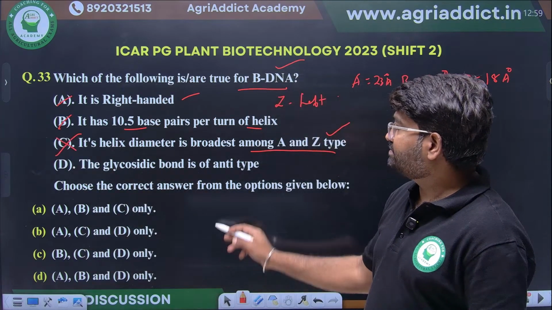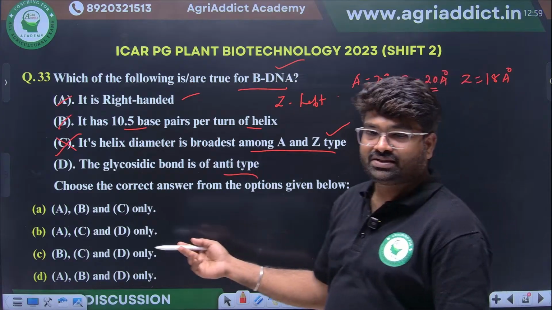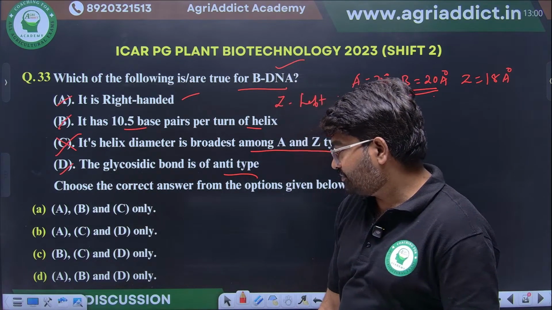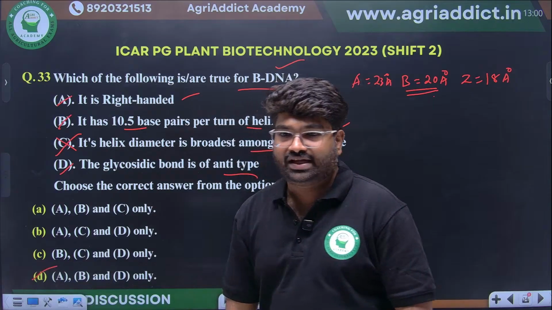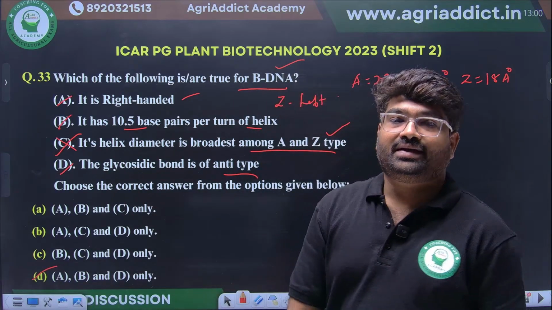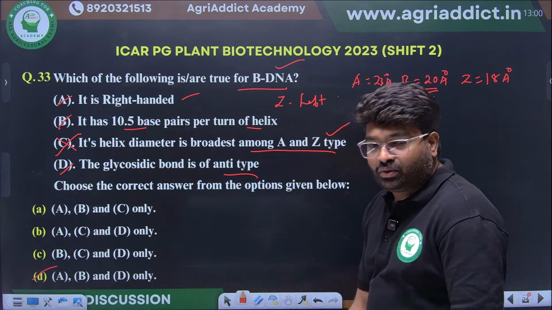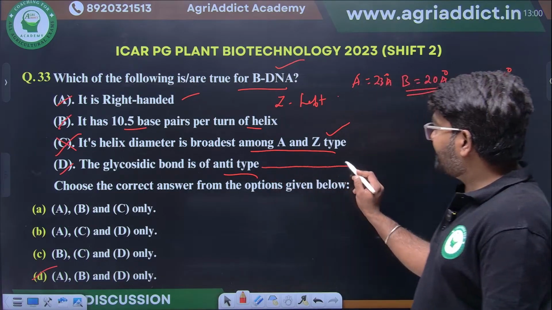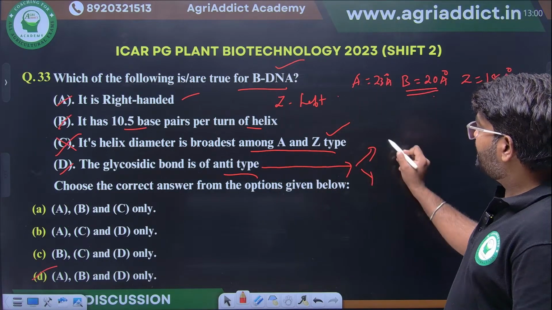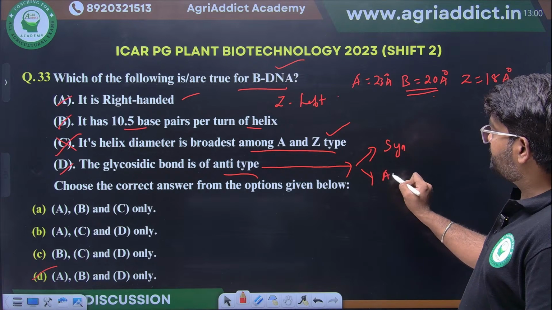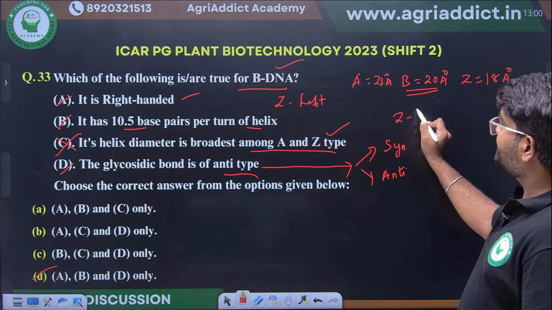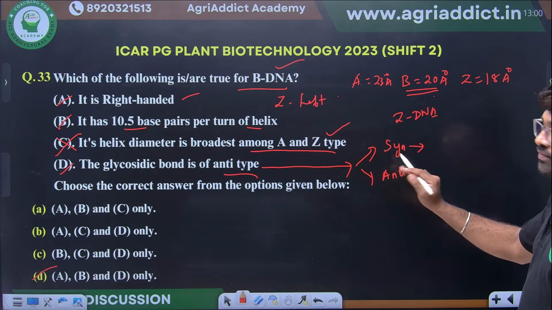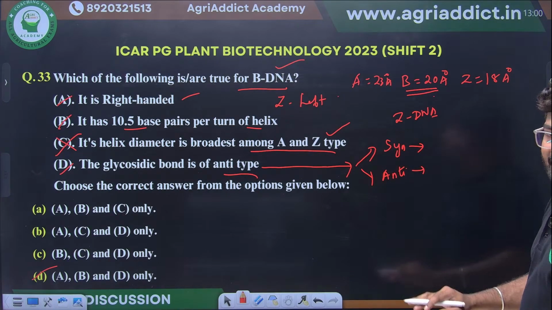The glycosidic bond is of anti-type. This is true only, it will be anti only. So A, B, and D. Option D will be the right option. Then the point you have to remember in this differentiation is that you have to know whether the glycosidic bond will be in syn or anti position in that DNA. Whether it will be in syn form or anti form.